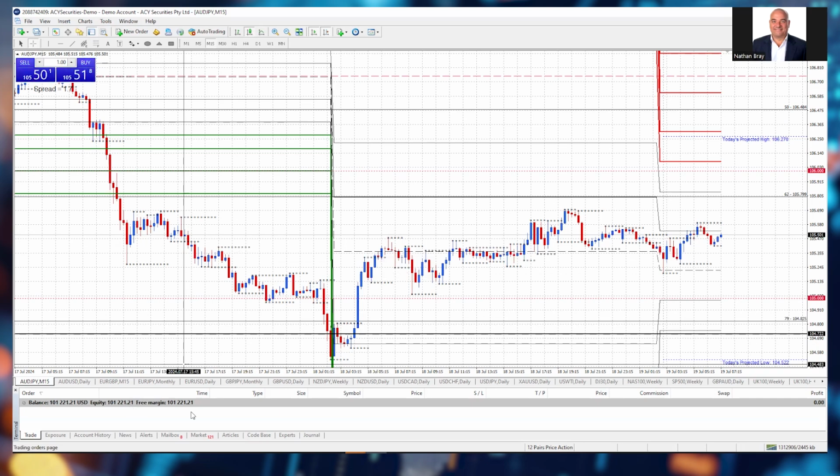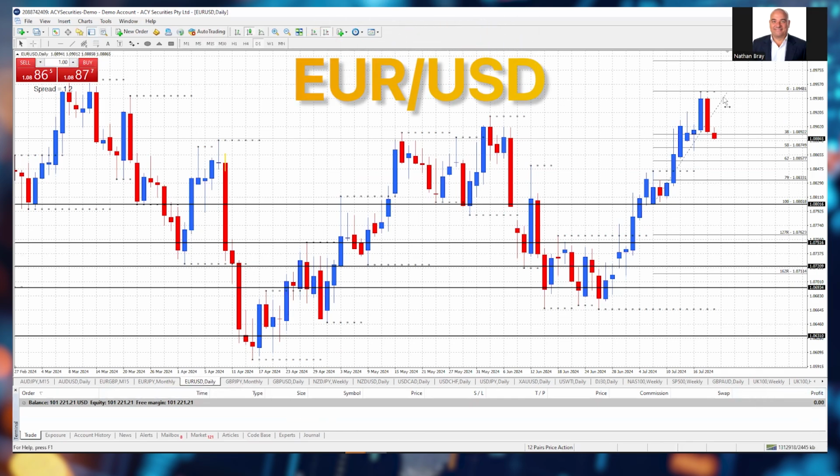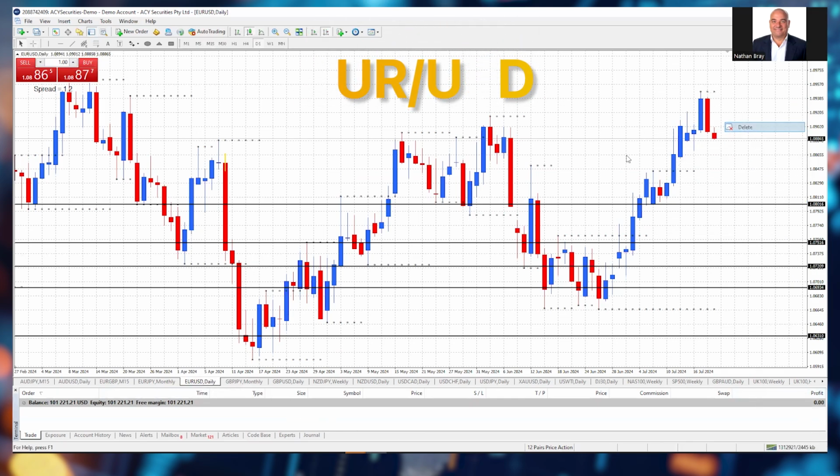Let's go across to say the euro. So let's have a look at the euro dollar. All right, this is one that we've already put in, but I'll do it for you again. Euro dollar at present is certainly putting in higher tops and certainly putting in higher bottoms. So the trend is up. So we're looking for a significant pullback.